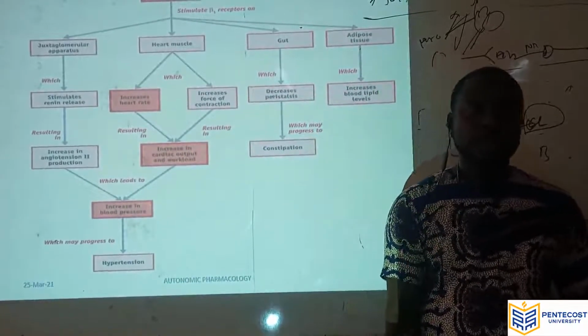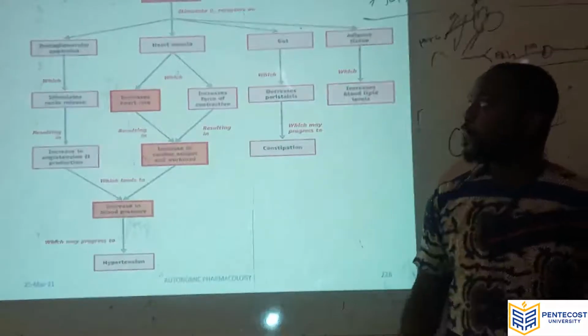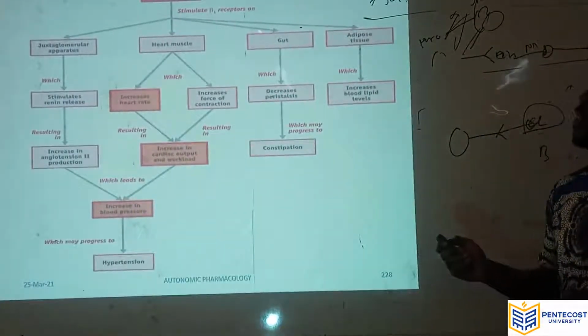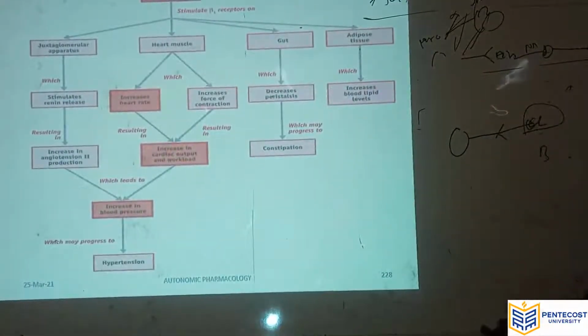So we are done with the beta-1 receptors. With beta-1, when you look at this flow chart, where you can find beta-1 receptors, and when you stimulate those receptors, what is going to happen? On the kidneys, they are going to release renin, and renin will start the renin-angiotensin-aldosterone system. That will lead to an increase in your BP, and you have hypertension.